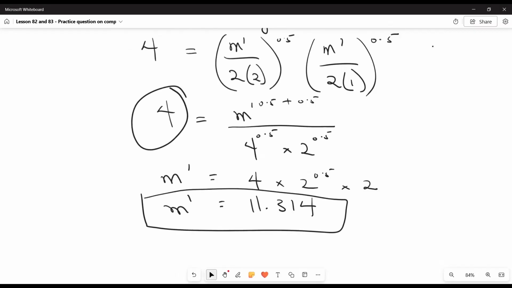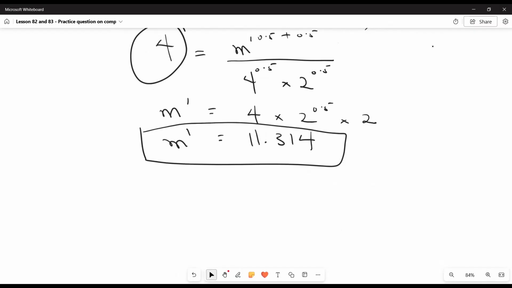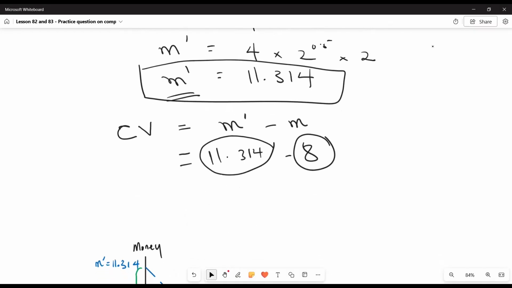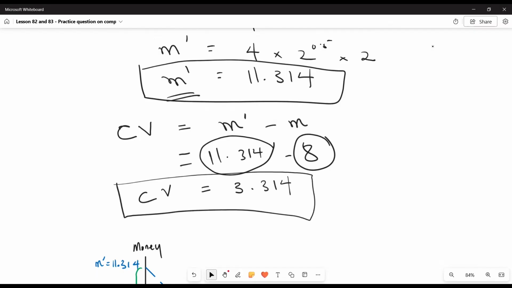The compensating variation of the change in the price of good x from 1 to 2 is therefore the difference between the new income and the old income. So if we calculate our compensating variation, it is the new income m prime minus the old income m. This is simply 11.314 minus 8, where this is the new income and this is the old income. So our compensating variation is therefore 3.314. The amount of money that Peter needs to keep him on the same level of utility equal to 4, despite the change in price, is 3.314.